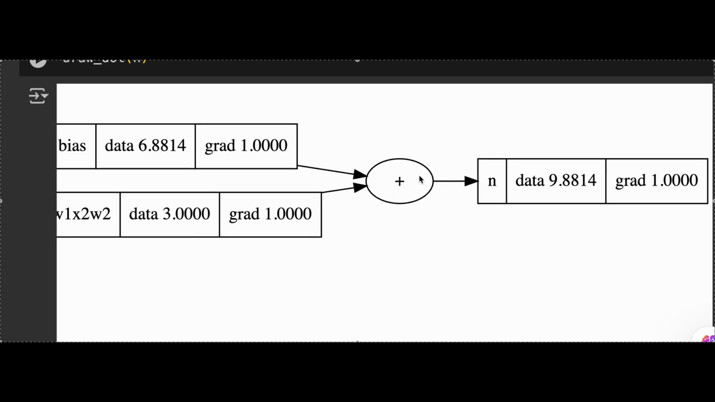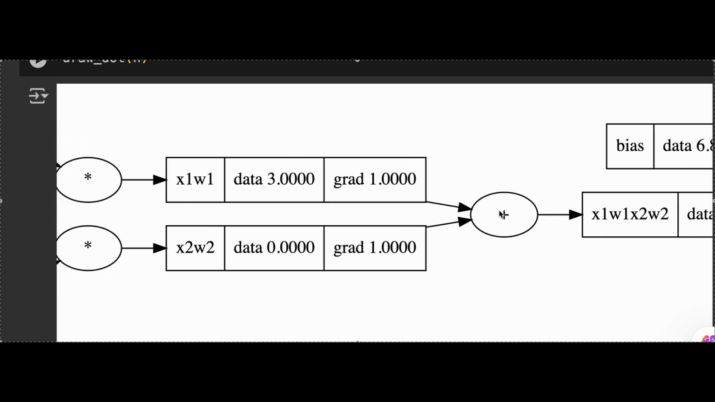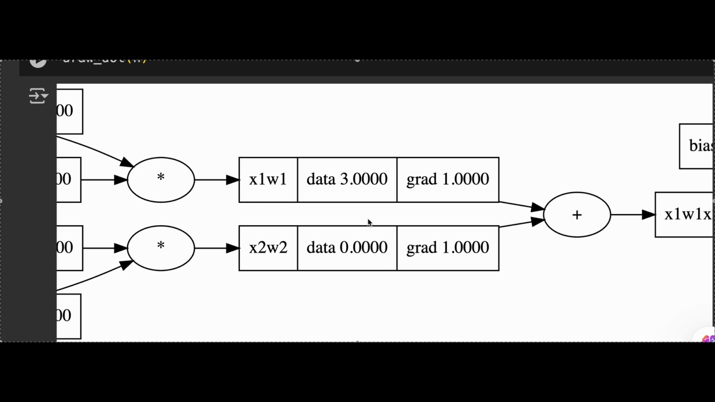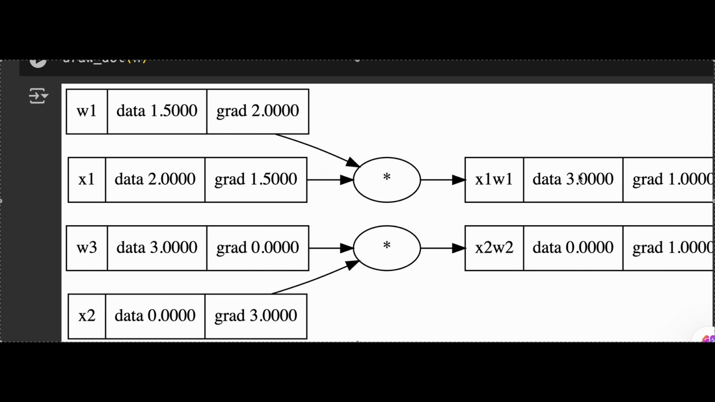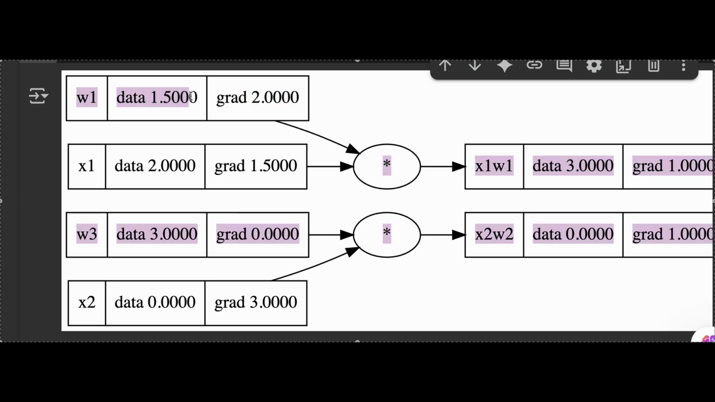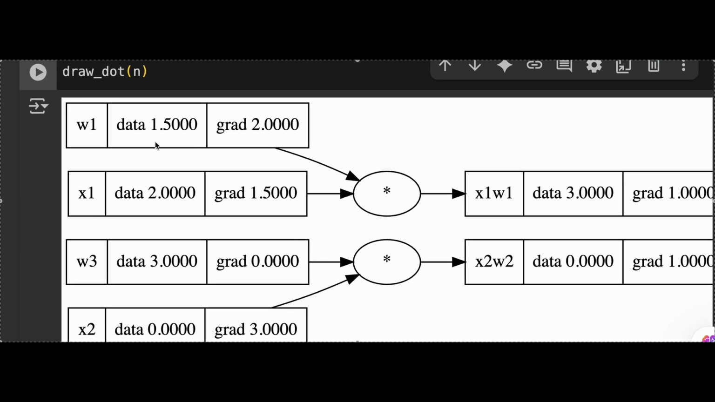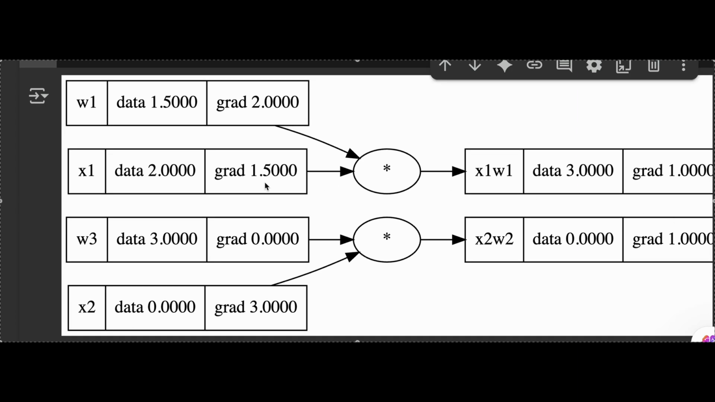Now as we know from the addition rule, the gradient simply travels back when there is addition in between, so the gradient of bias and x1 w1 plus x2 w2 is also 1. Again there is addition, so the gradient simply travels back, but in multiplication the rule is simple. The gradient is multiplied to the data of the other variable. So x1's gradient will be w1's data multiplied to the gradient of this, and similarly w1's gradient will be x1's data multiplied to the gradient. So 2 into 1 is 2 and 1.5 into 1 is 1.5.